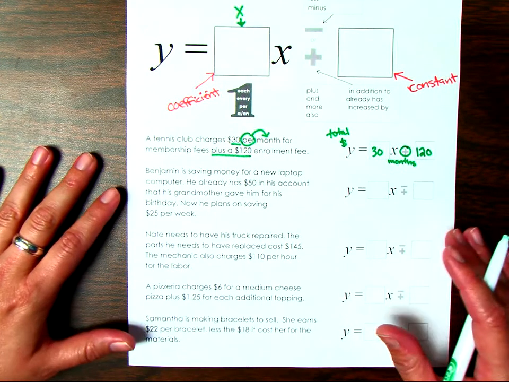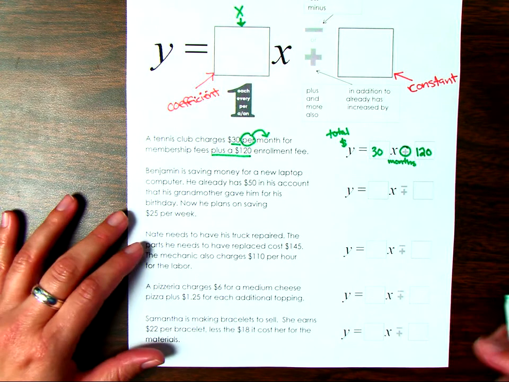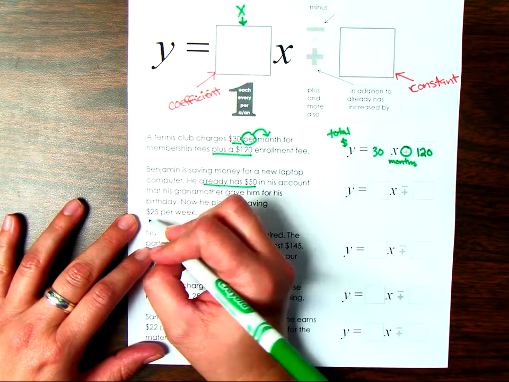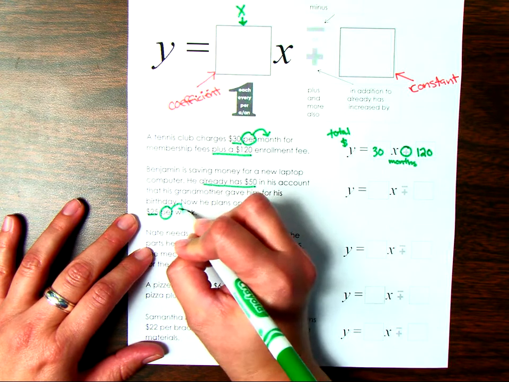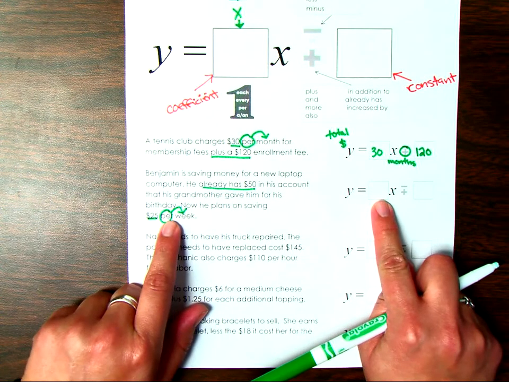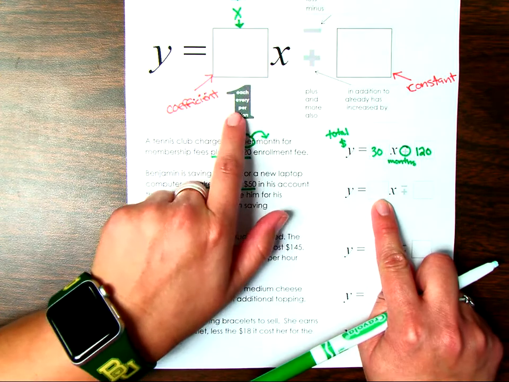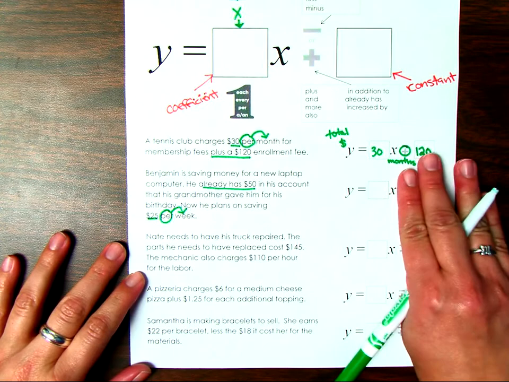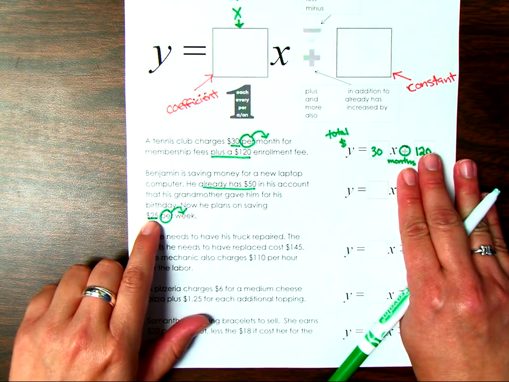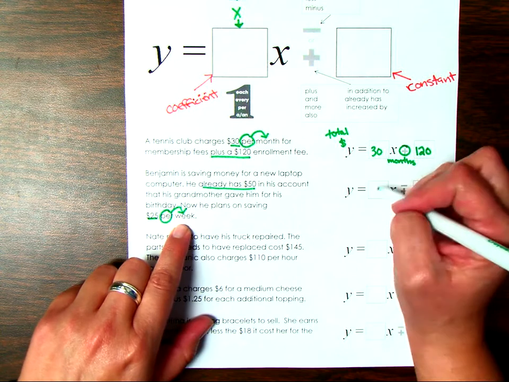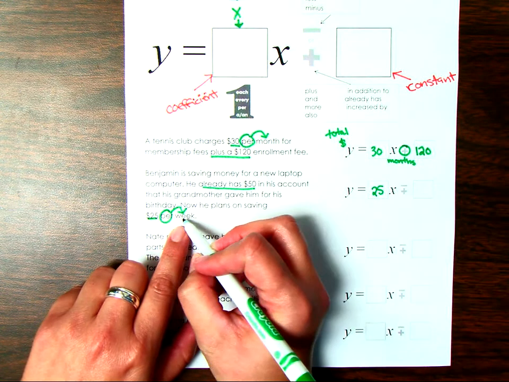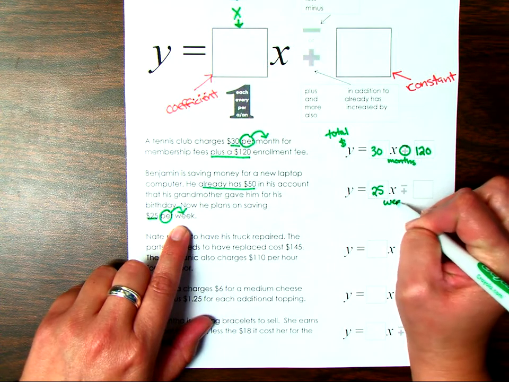Benjamin is saving money for a new laptop computer. He already has $50 in an account that his grandmother gave him for his birthday. Now he plans on saving $25 per week. Each, every, per, a, and. If you say that over and over again, it's going to help you to remember that that's what your coefficient is. So $25 per week, that means the 25 goes in front. And if it says 25 per week, that means that the x is actually the week.